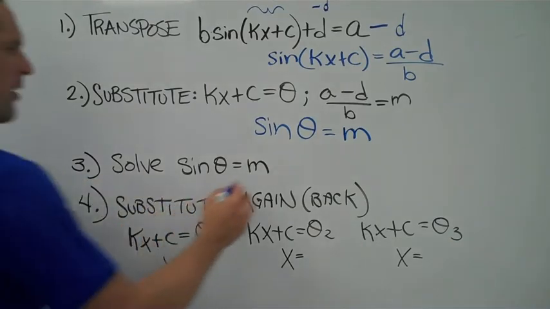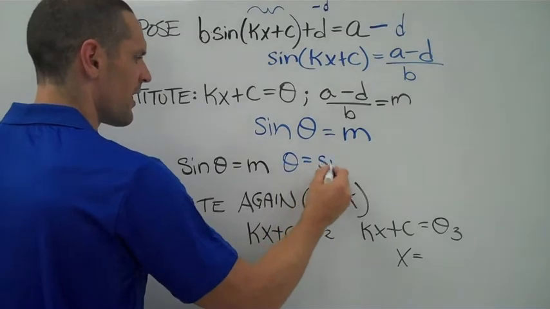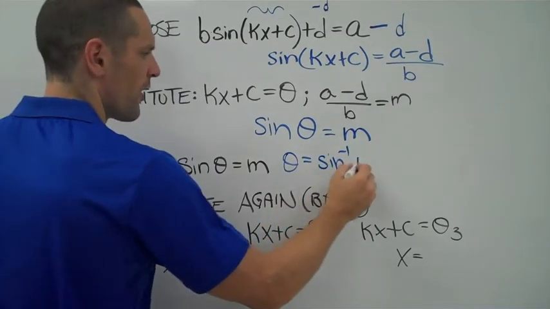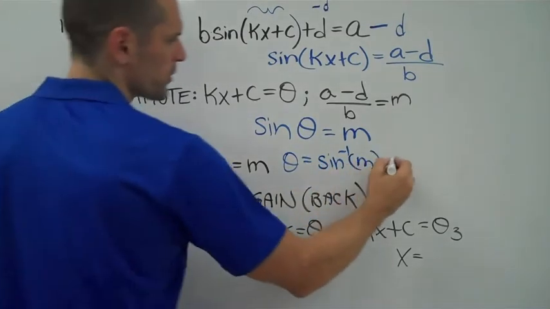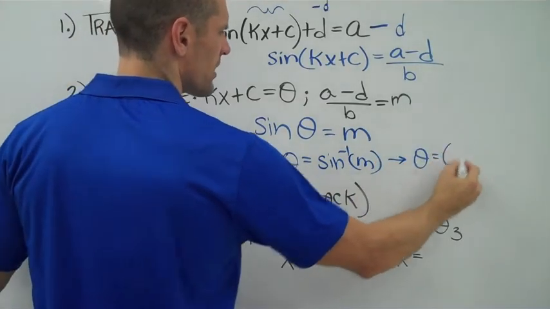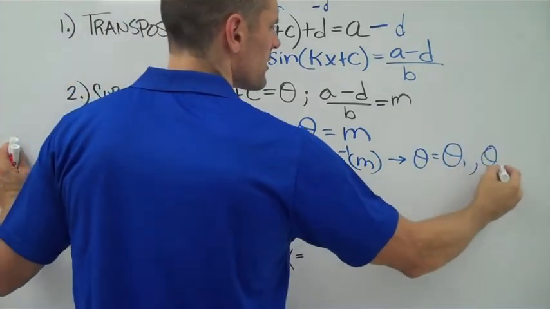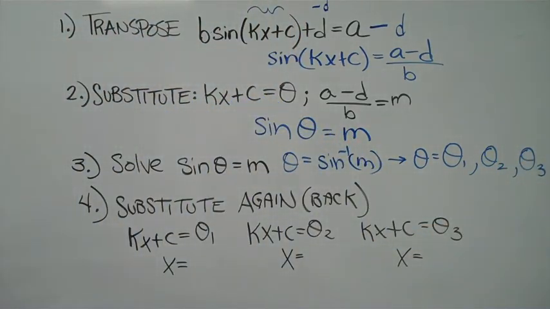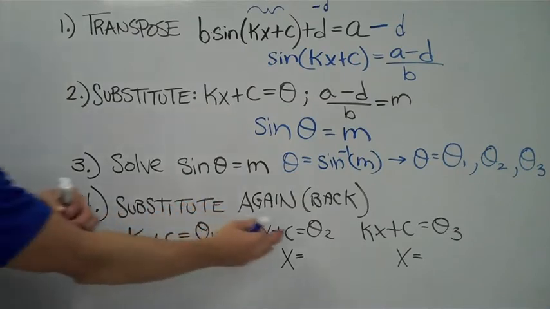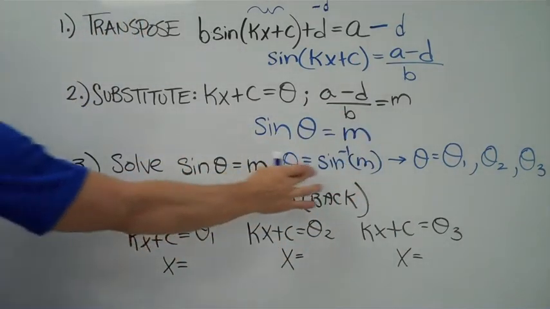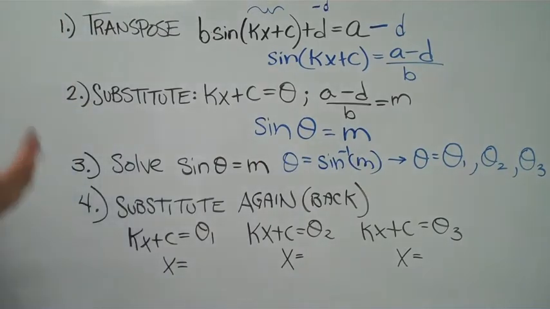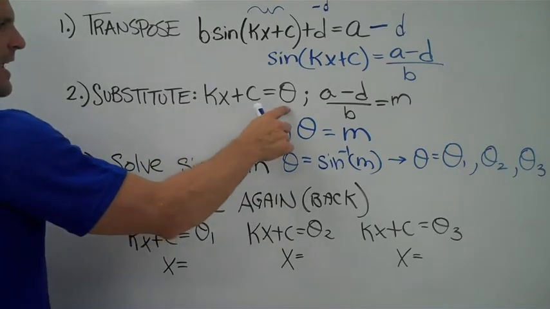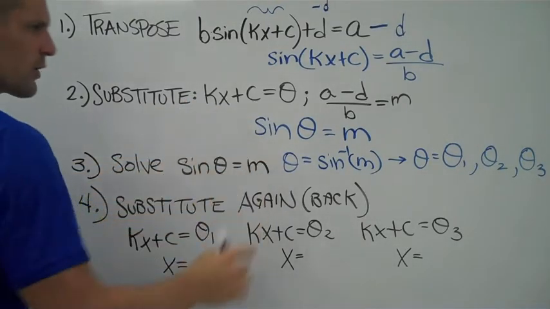How do I solve this? Well, theta would equal the inverse sine of m, or arcsine m, which will give me theta equals some answer 1, some answer 2, some answer 3, etc. As we've seen, this is a periodic function, so it's going to give us many answers. It depends on what our domain is to see how many answers we're going to get.